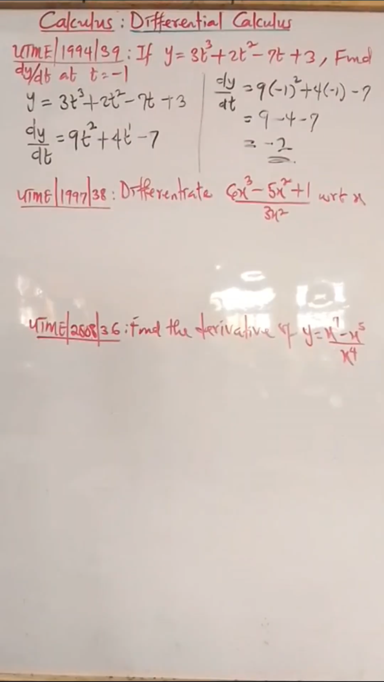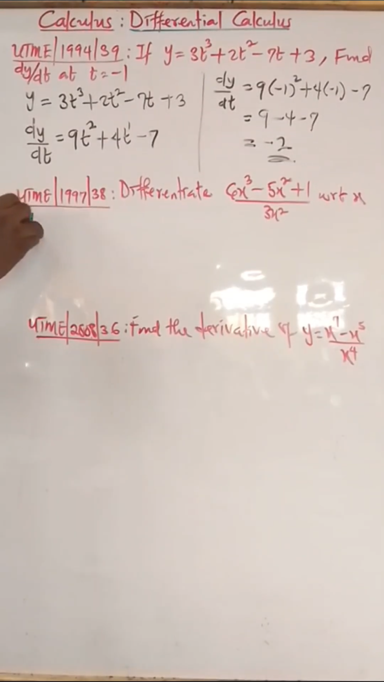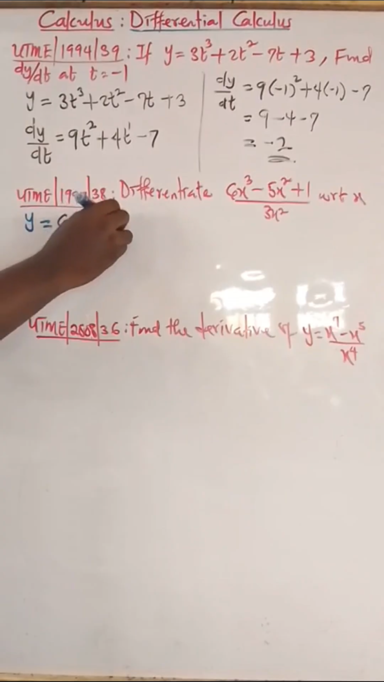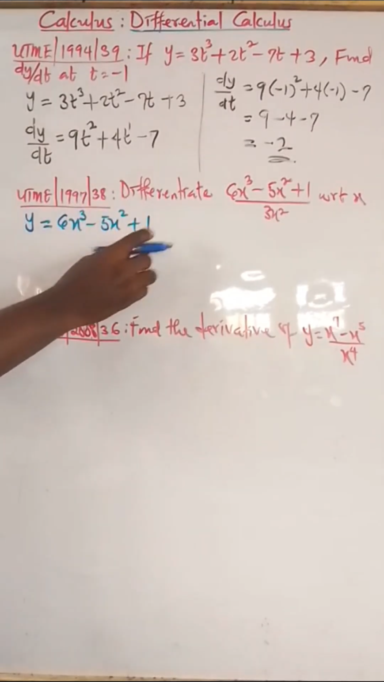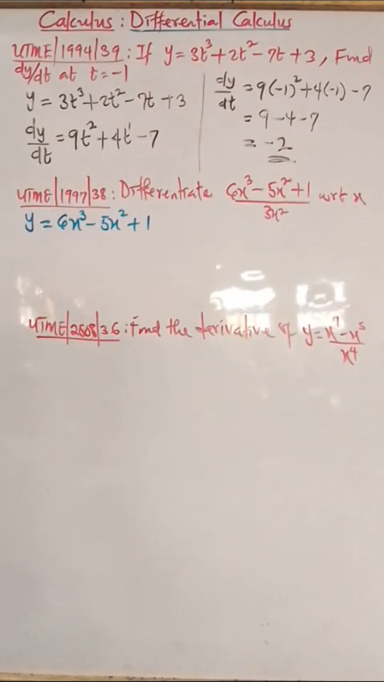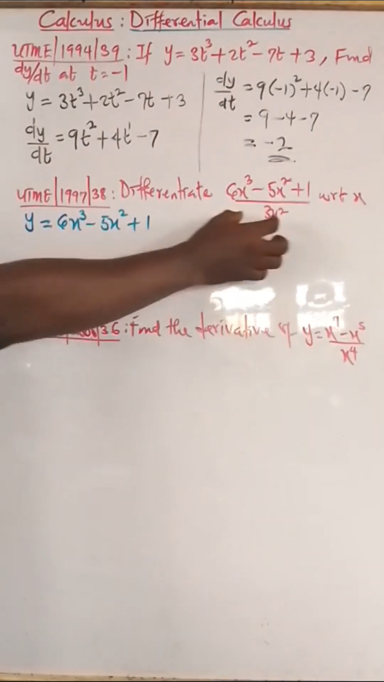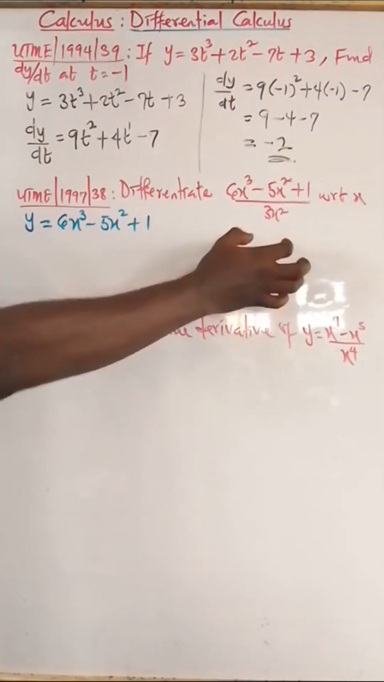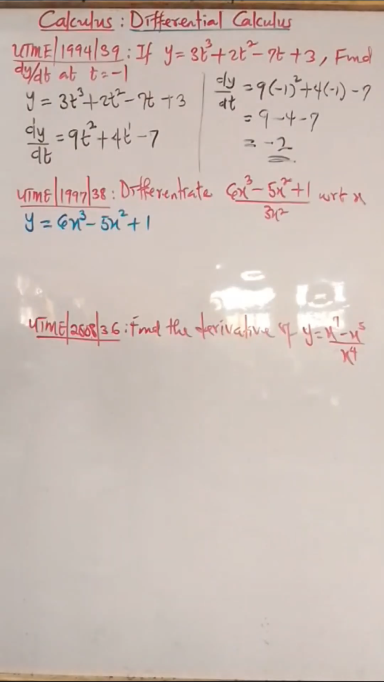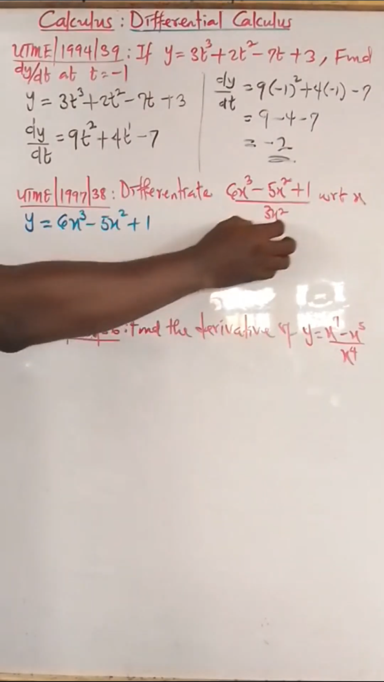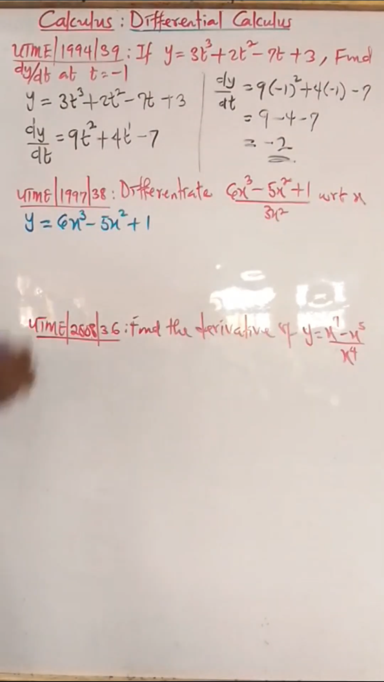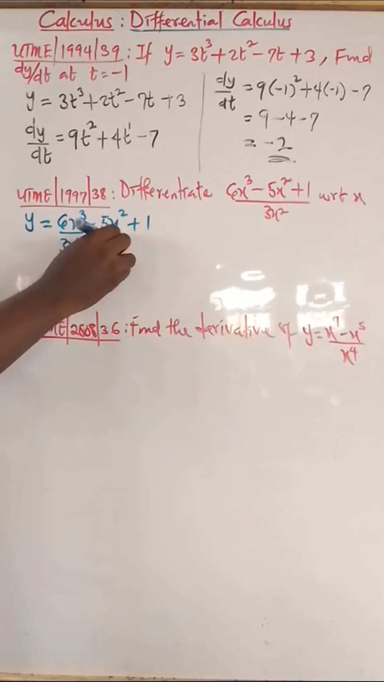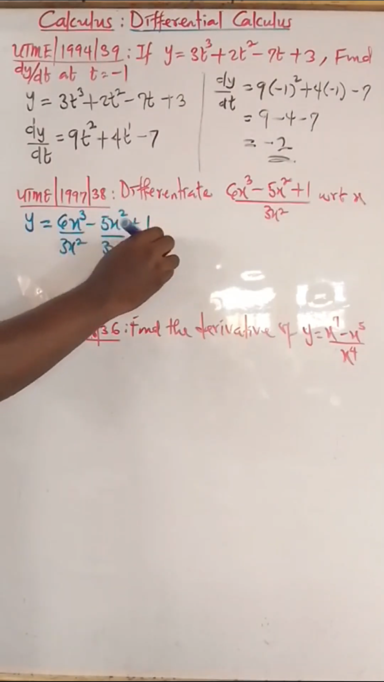For the next question, we are given y equals (6s cubed minus 5s squared plus 1) all divided by 3s squared. We are lucky that we have a single denominator that we can split. It's very difficult in general, but for this case we can just split. It is allowed in maths to split the denominator in this form: 3s squared, 3s squared, 3s squared.